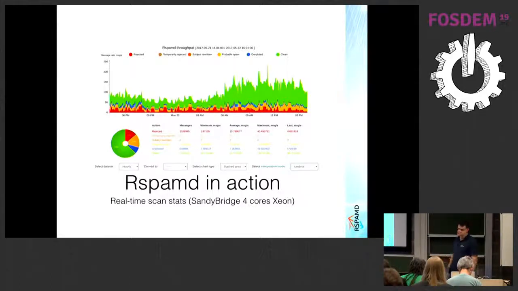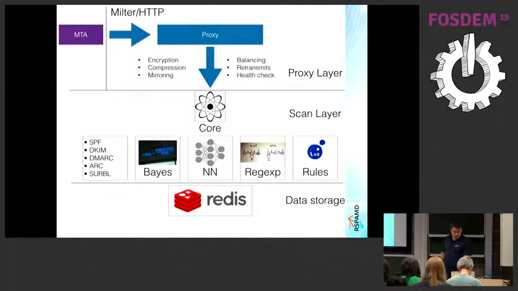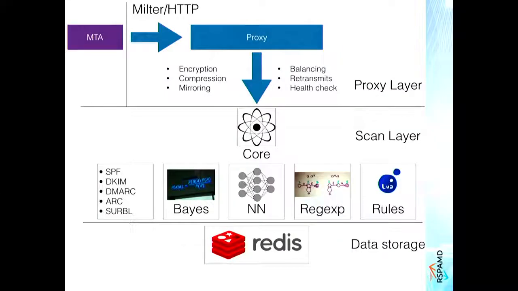It has a web interface. That's not a FreeBSD relay, that's just my random relay. Internally, it's represented as a complicated system of different layers. It integrates with the MTA using Milter in our case. We use Postfix, and hence we use Milter. In our situation, we don't use a separate proxy layer. We combine proxy and scan layers, so it operates in self-scan mode.